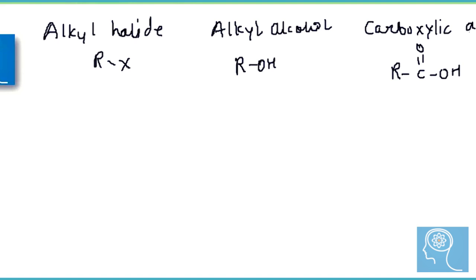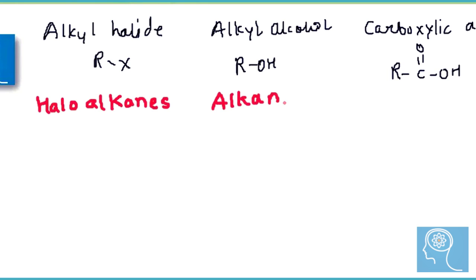Alkyl halides, alcohols, and carboxylic acids have common names from their sources. But in the IUPAC naming system, we name alkyl halides as haloalkanes. Alcohols are named as alkanols, so you basically replace E from alkane by OL, and it becomes alkanol.